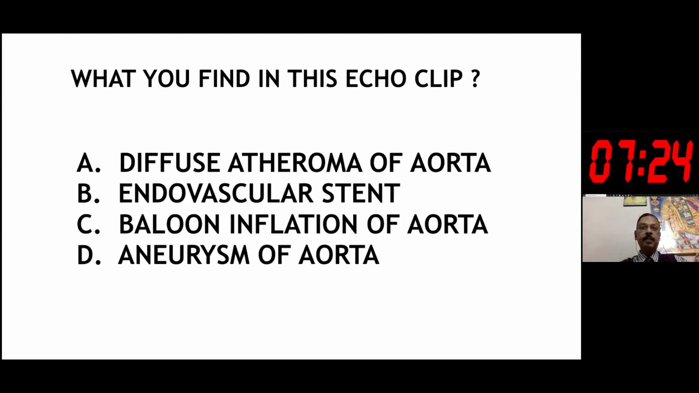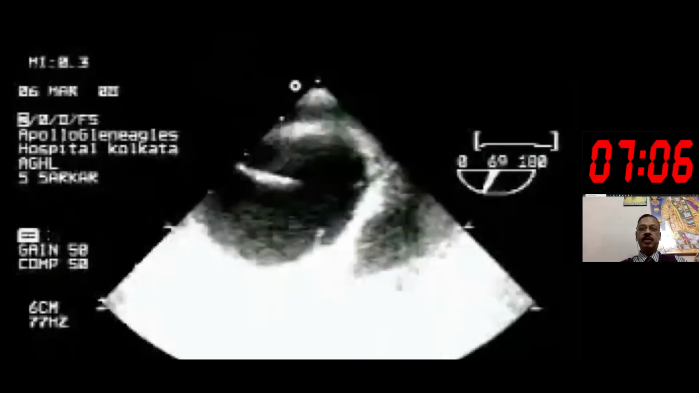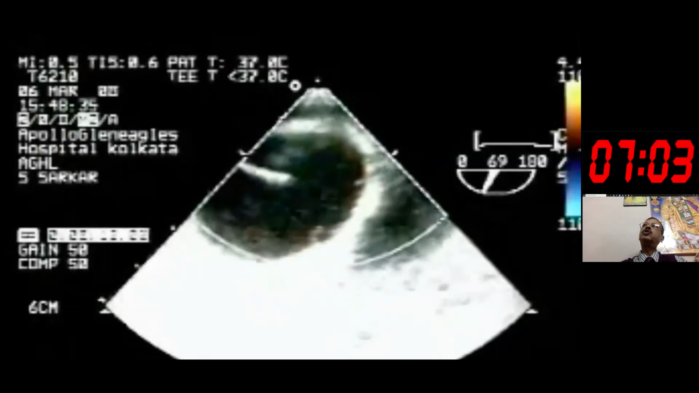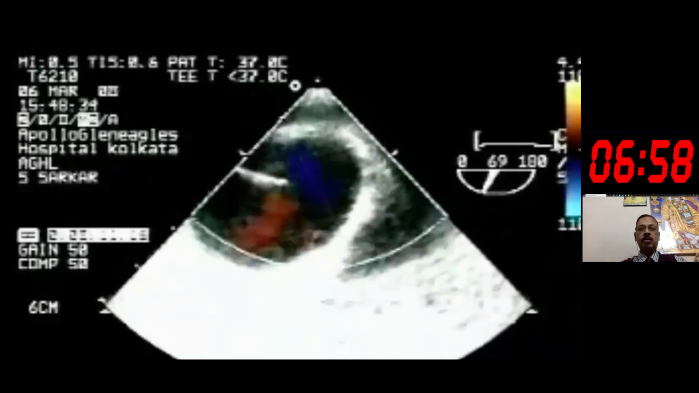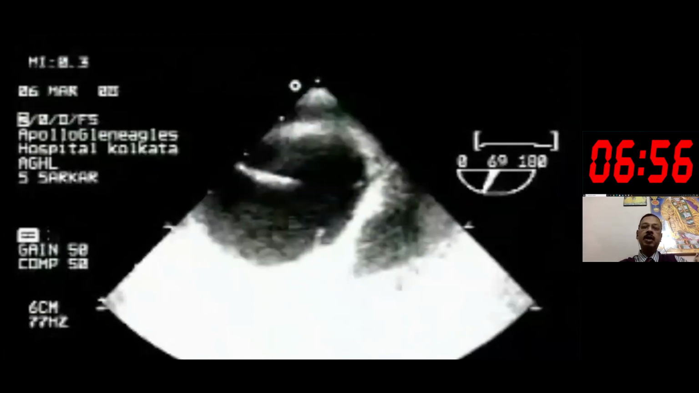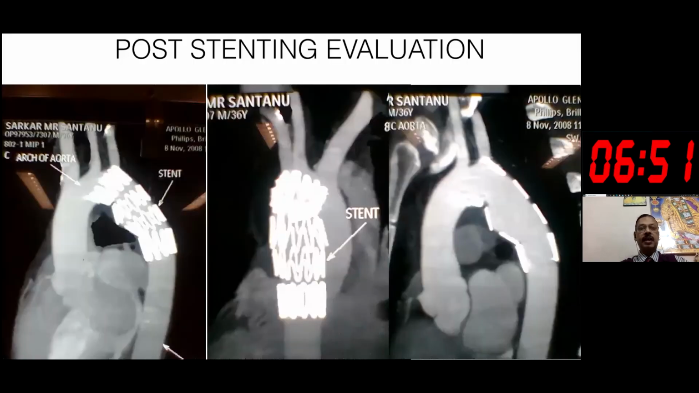Again, 28% and 28%. So diffuse atheroma of the aorta, and option B is endovascular stent. The answer is endovascular stent graft. Here is a patient with traumatic dissection of the aorta in the arch of the aorta. This patient was put on the endovascular stent, and was absolutely relieved with that.